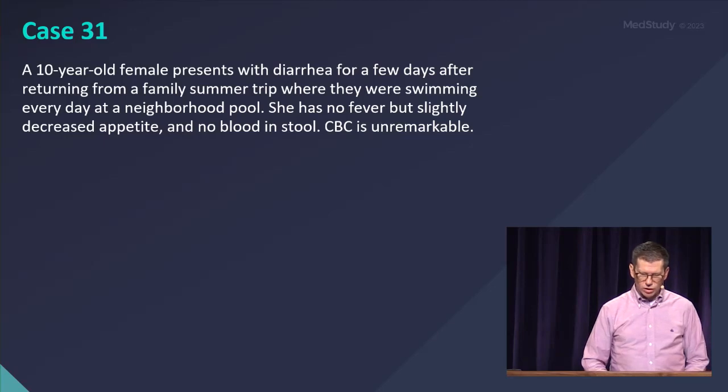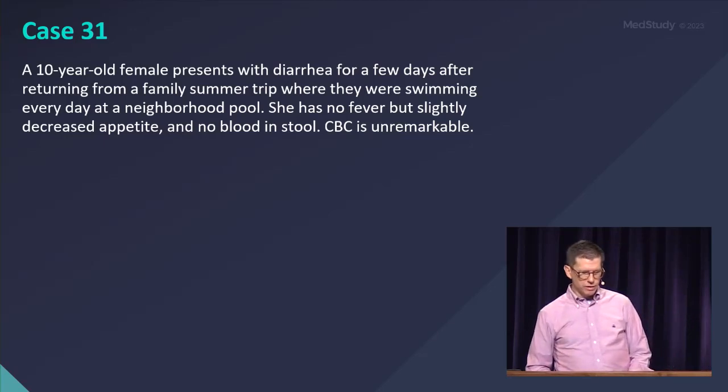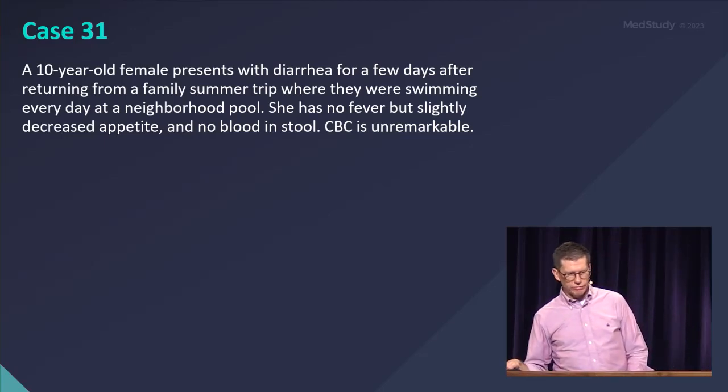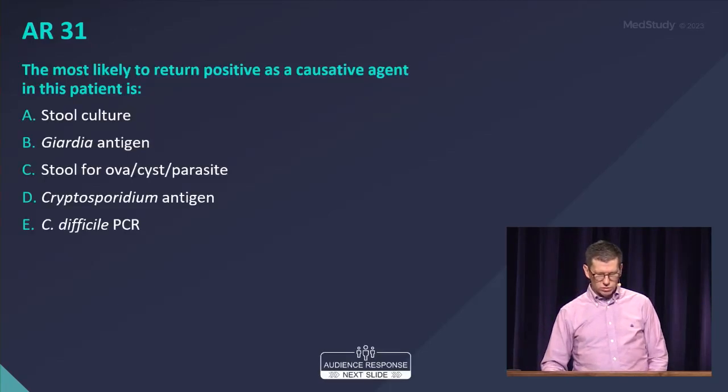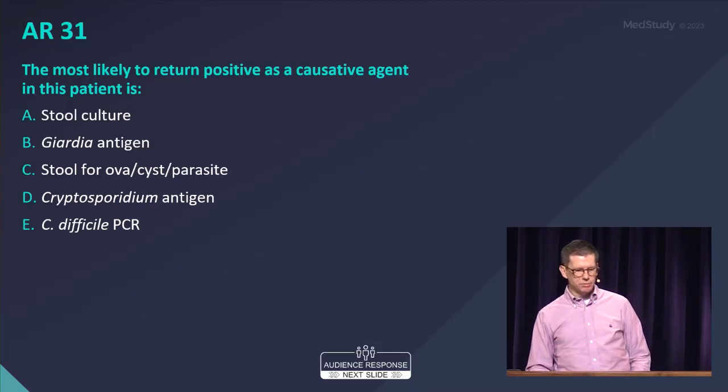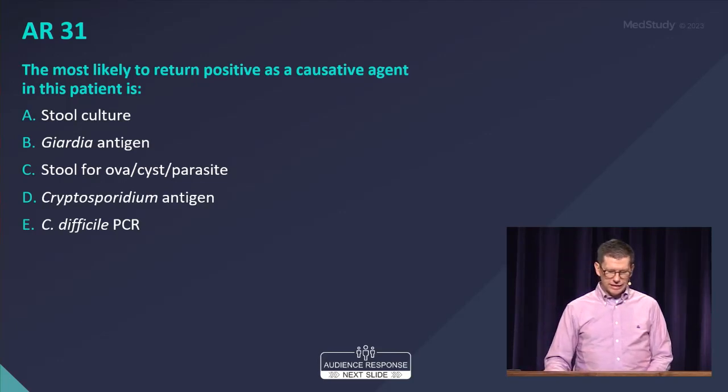All right, case 31. A 10-year-old female presents with diarrhea for a few days after returning from a family summer trip where they were swimming every day at a neighborhood pool. She has no fever but slightly decreased appetite and no blood in the stool. CBC is unremarkable. Most likely to return positive as a causative agent in this patient is A, stool culture, B, Giardia antigen, C, a stool for ova and parasites, D, a Cryptosporidium antigen, or E, a C. diff PCR.